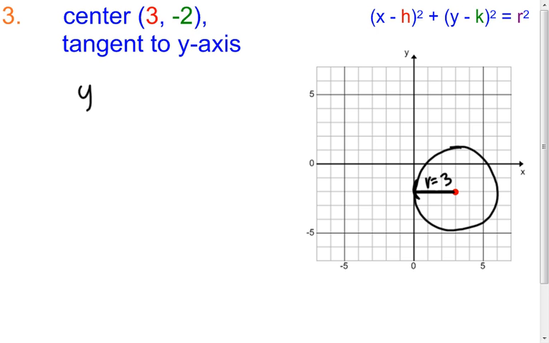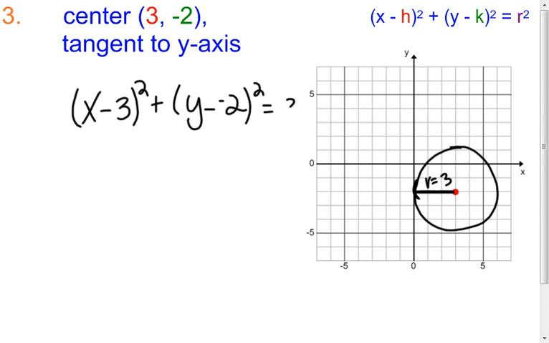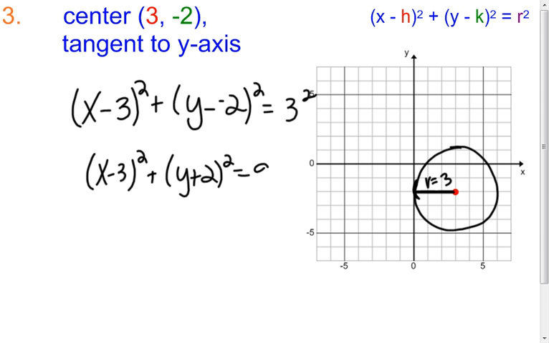So you'll go, oops, not y, sorry, x minus my x-coordinate of my center squared plus y minus my y-coordinate, y minus -2 squared equals my radius squared. And of course you can simplify that. I could probably do this all in one step for you, but just to make sure you know that's what it would look like in the end.